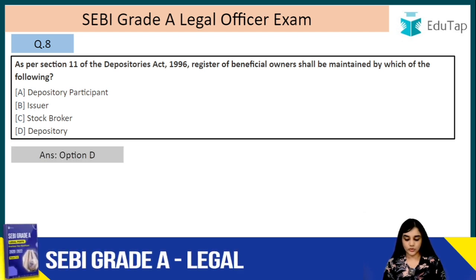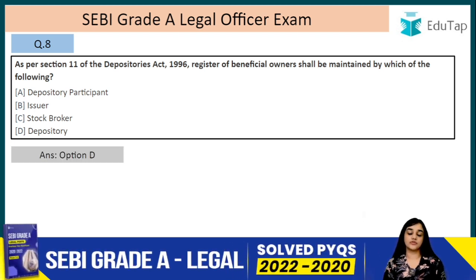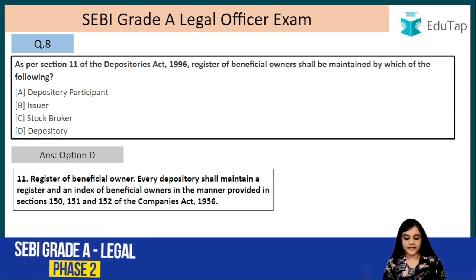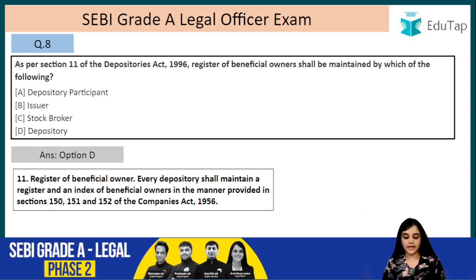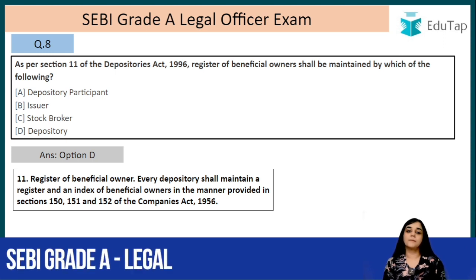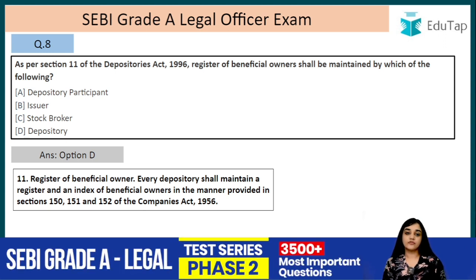So the answer to this question is D, that is the depository. The depository has to maintain a register with all the names of the beneficial owners. Every depository shall maintain a register and an index of beneficial owners in the manner provided in sections 150, 151 and 152 of the Companies Act 1956. The manner in which that register is going to be maintained has been given in the Companies Act 1956 under sections 150, 151 and 152.